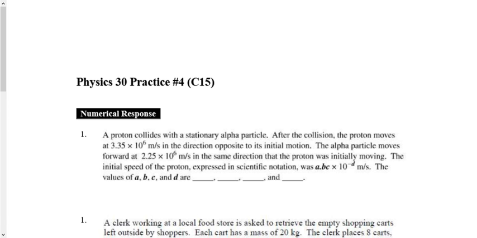All right, we're taking a look at practice question set number 4 this morning, concept 15, which is conservation of momentum. Numeric response number 1 says a proton collides with a stationary alpha particle. Anybody know what an alpha particle is? You guys know what a proton is, right? Okay, it's that thing in the nucleus that has a positive charge. Anybody know what an alpha particle is?